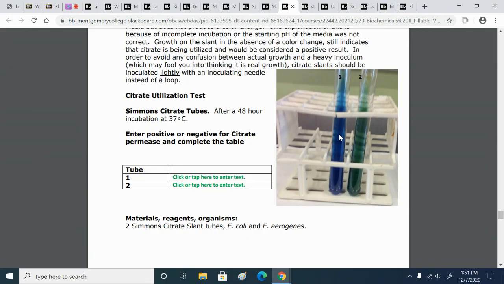E. coli is positive, positive, negative, negative, right? And the Enterobacter is negative, negative, positive, positive. Right, so it's the reverse. Negative, negative, positive, positive. So you only need to know the test results of E. coli and Enterobacter for IMViC.